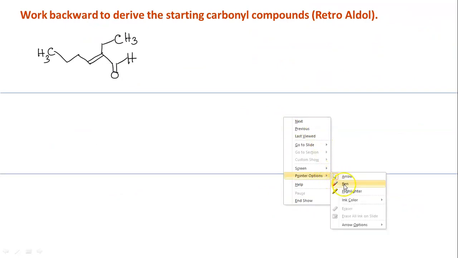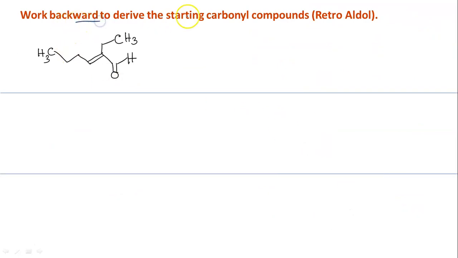Now we will work backward to derive the starting carbonyl compound. You can also consider it as retro-aldol, because the molecule that is given is actually an alpha beta unsaturated carbonyl compound, which is the final aldol condensation product. Okay, so we can work backward, and as this reaction is reversible, if we can manage the condition properly, then we can get back the original starting carbonyl compound. So it can also be considered as retro-aldol.